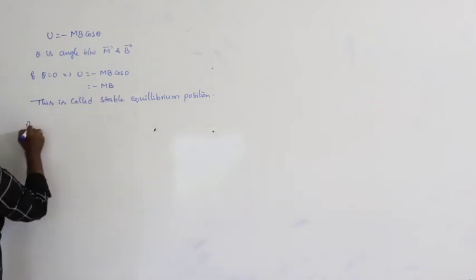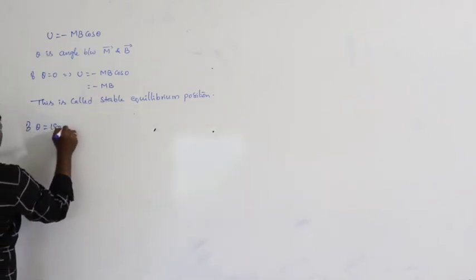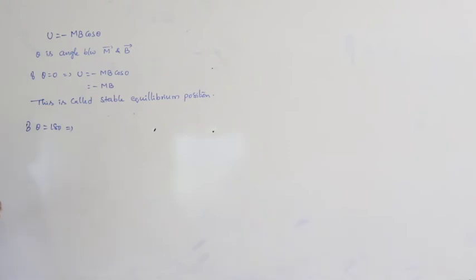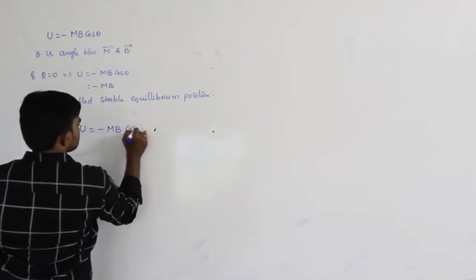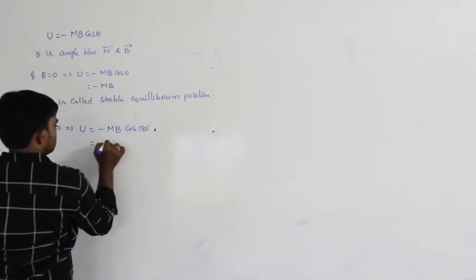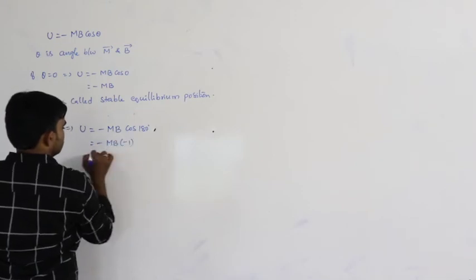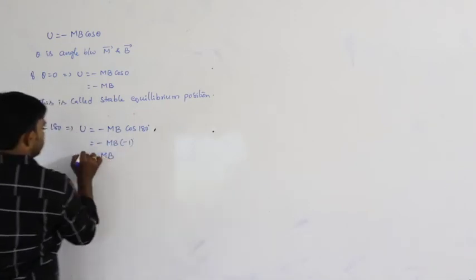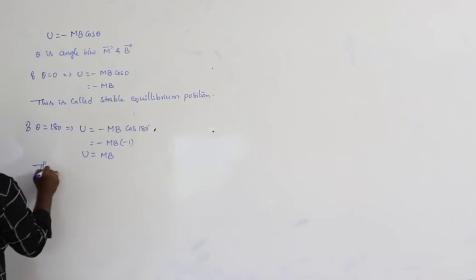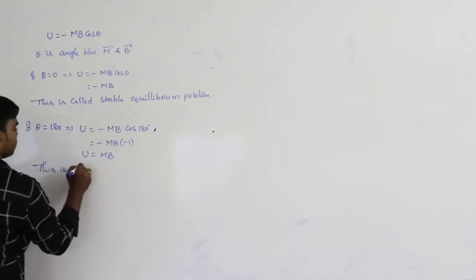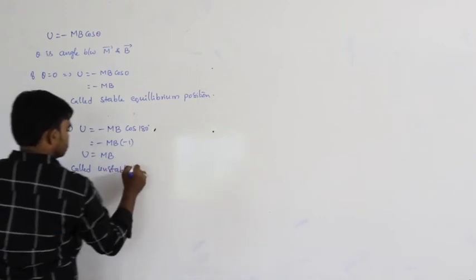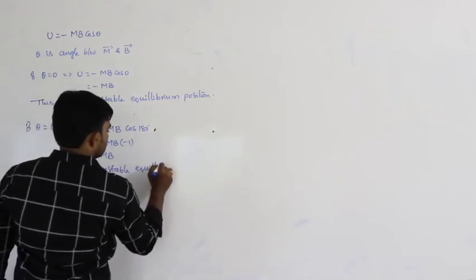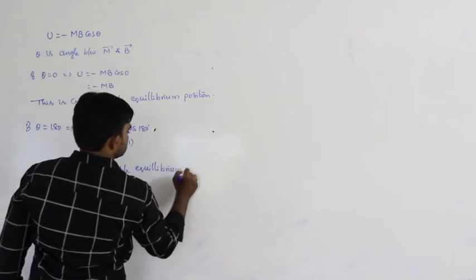Next, if theta equals 180, that means we place the magnet exactly opposite to the direction of the magnetic field, then U equals minus mB cos 180. Cos 180 is minus 1, so U equals plus mB. This is called the unstable equilibrium position.